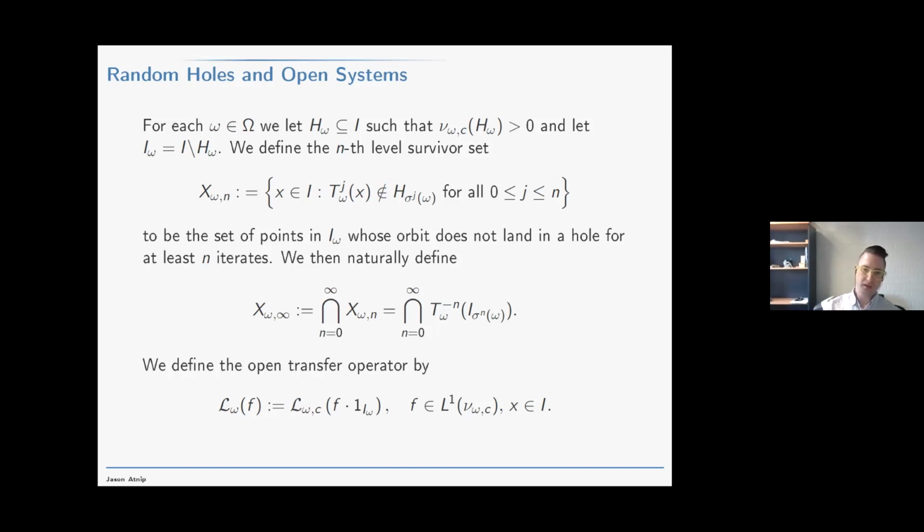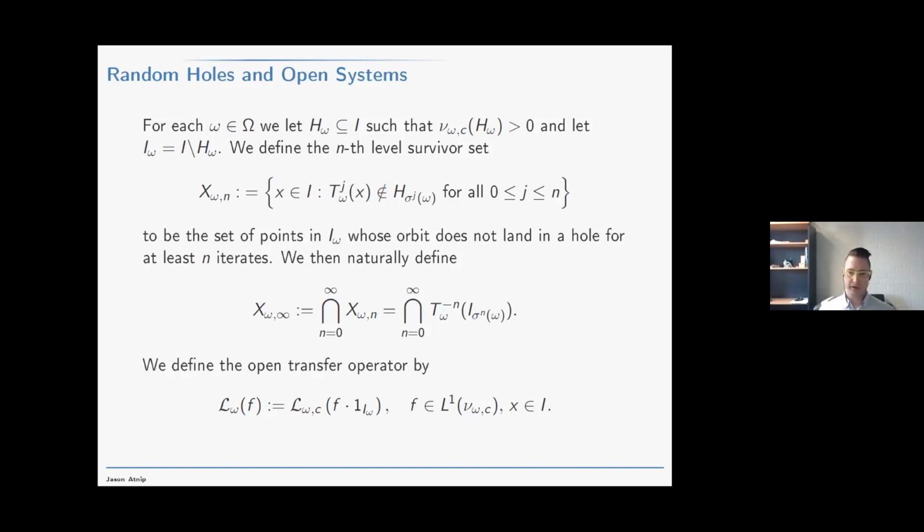And now, like we said before in our motivating example, the Birkhoff ergodic theorem tells us that almost every point, almost every here is with respect to our nu_omega_c conformal measure, is going to eventually fall out of one of these holes. It's eventually going to escape. So we want to define these nth level survivor sets, where this X_omega_n is the set of all points whose orbit will not land in a hole for at least n iterates. Okay. Now, if we take the intersection over all n, this gives us the set X_omega_infinity of points which will never land in a hole. So these are all the points which will survive forward iteration from our maps.